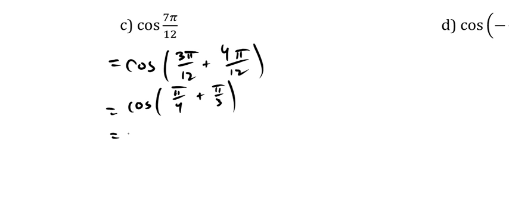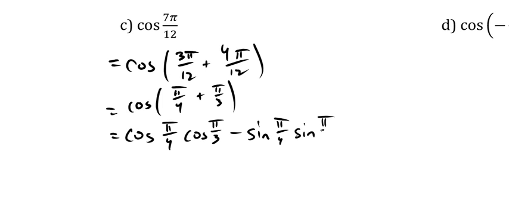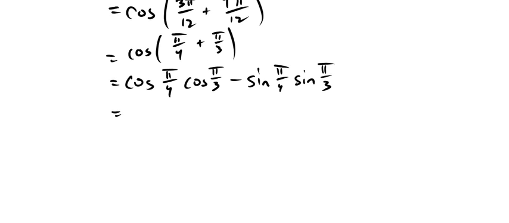Try to write this out from memory if you can. It should look like that. Change the sign, cos of the first, cos of the second, change the sign, sine of the first, sine of the second, right?